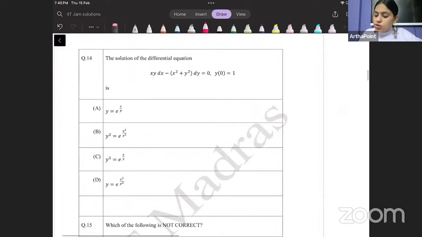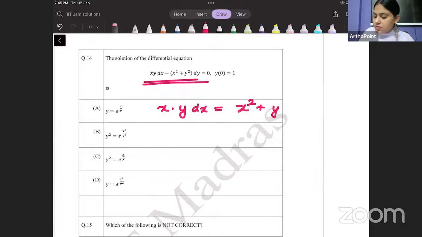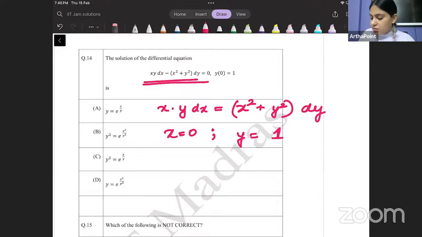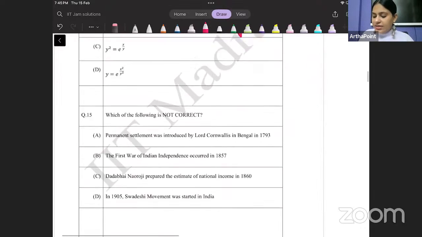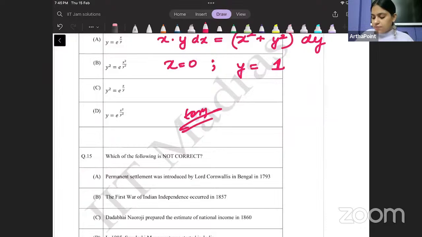Okay, the solution of differential equation is, so you are already given this differential equation, x into y dx is equal to x square plus y square dy. This is given to you, and you are given that when x is 0, y is 1. You need to solve this differential equation. So again, this is doable, and I think I will also mark this one easy.